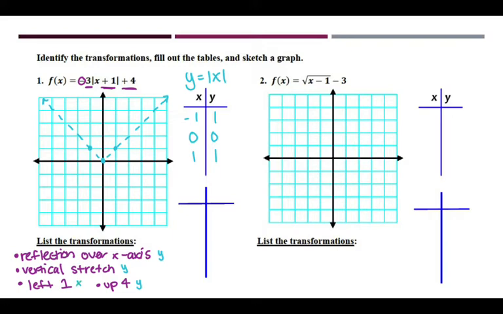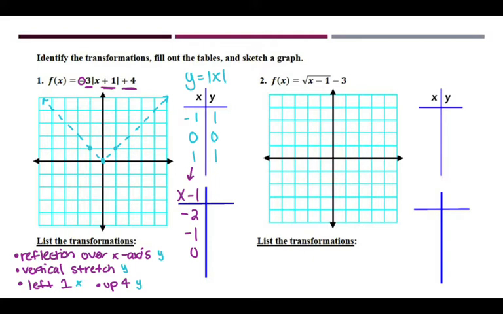So in my other table, I'm going to use this information to create a new table so I can get my transformed points. All of my x coordinates are going to move to the left 1. So I'm going to write this as x minus 1 since I need to take those points and move them to the left. I'm going to take these 3 points that were up here and put them into my expression so I can get my new x coordinates. So -1 minus 1 is -2, 0 minus 1 is -1, and 1 minus 1 is 0.